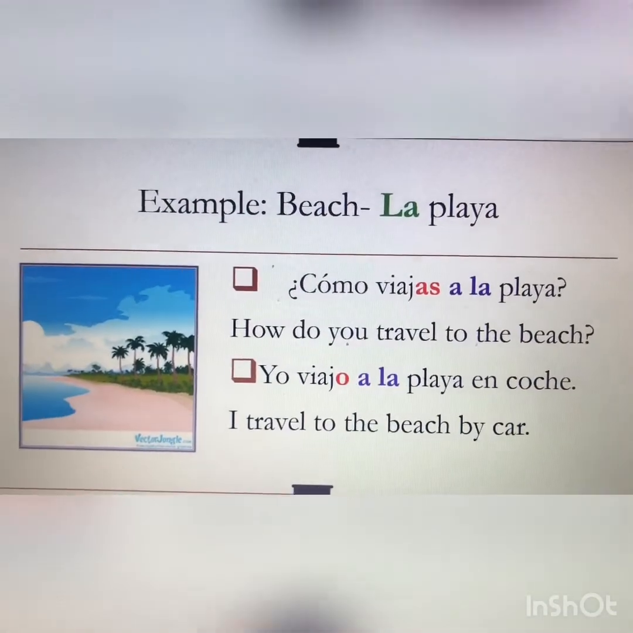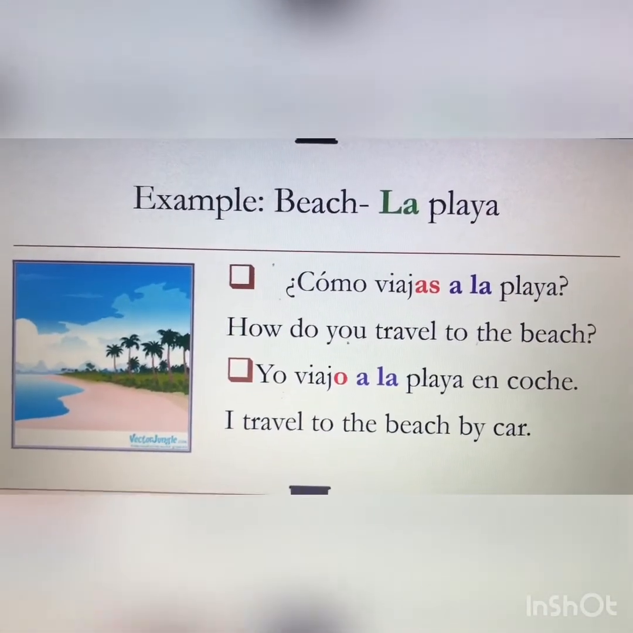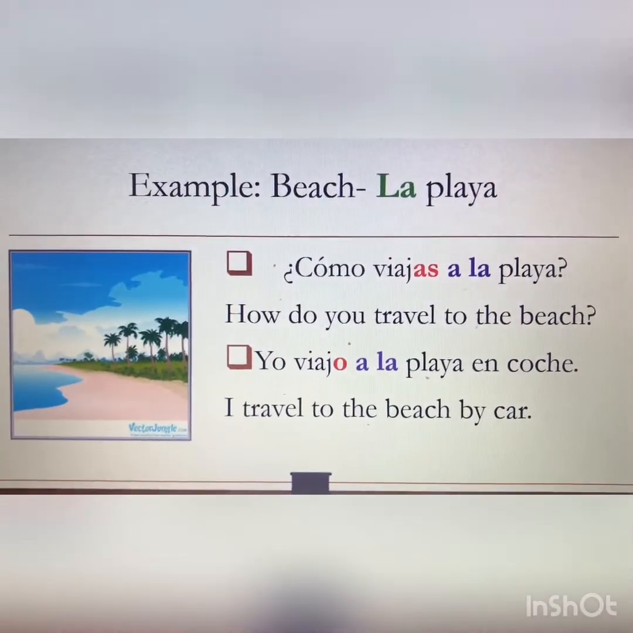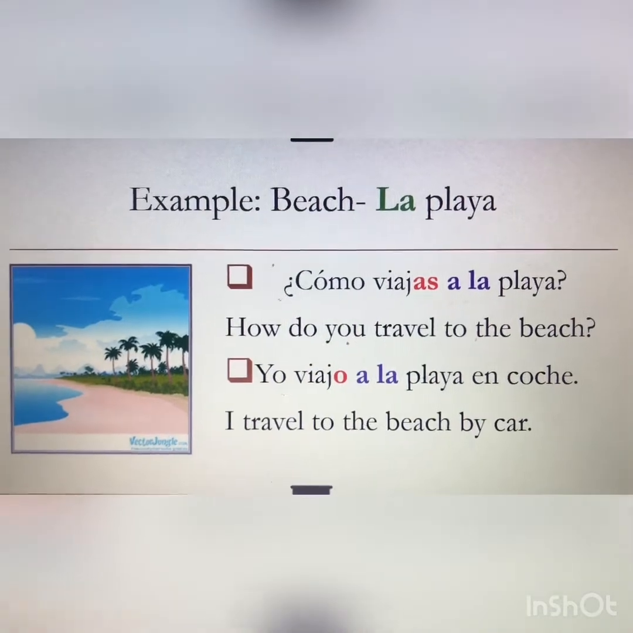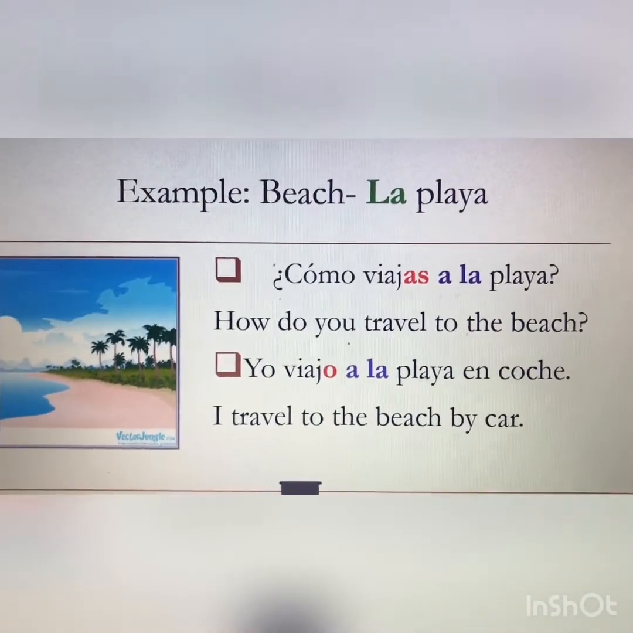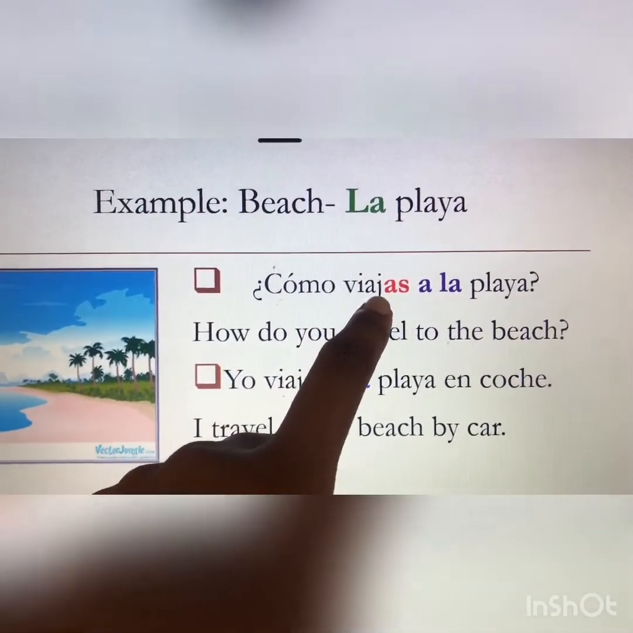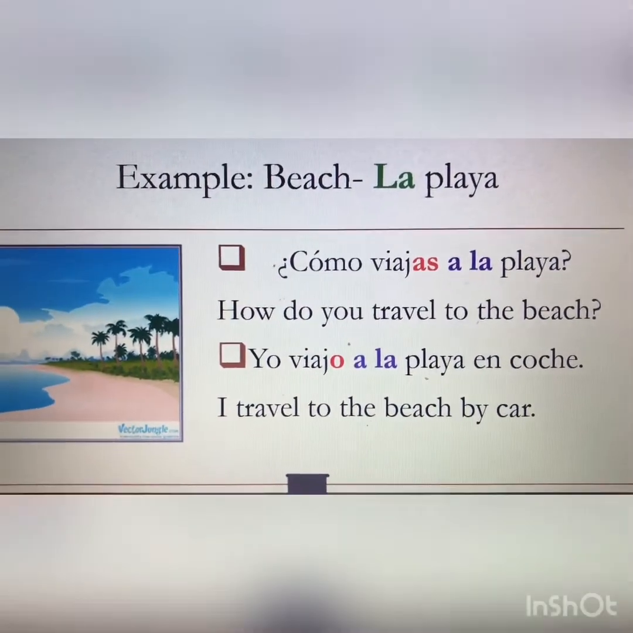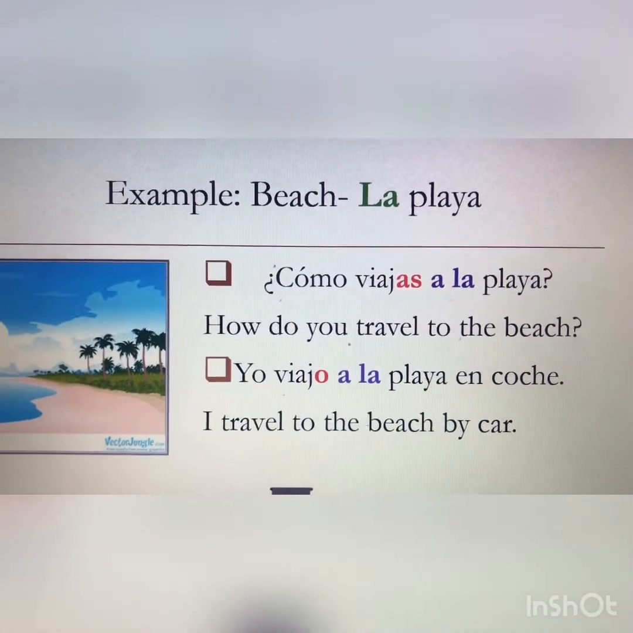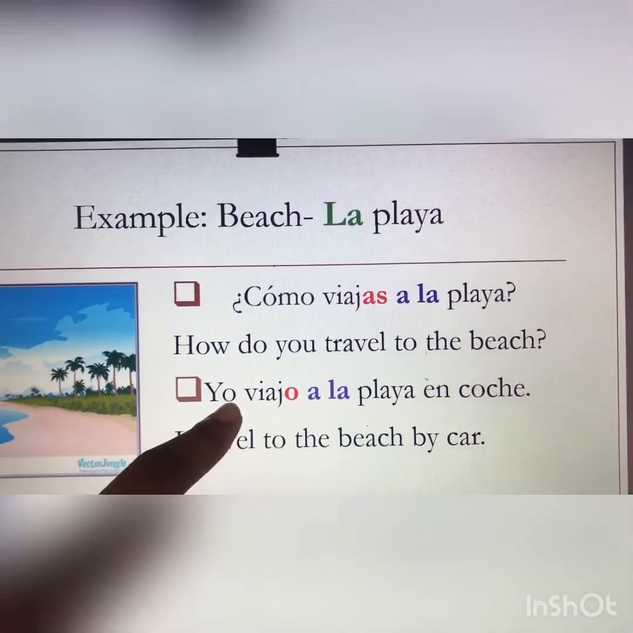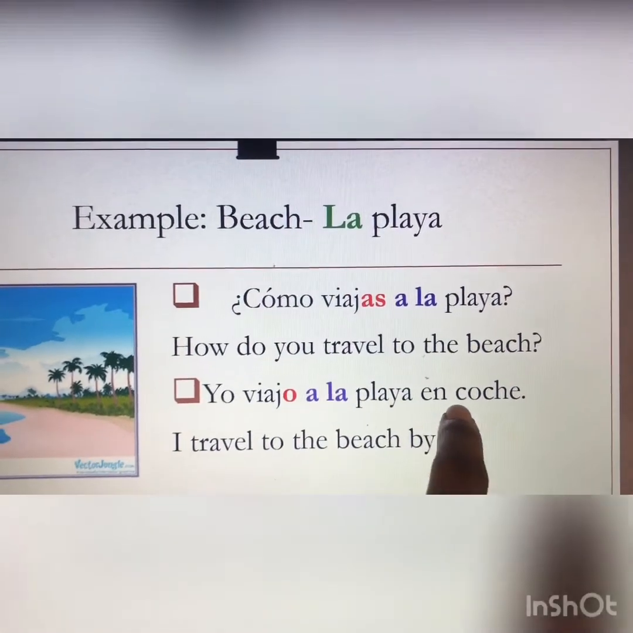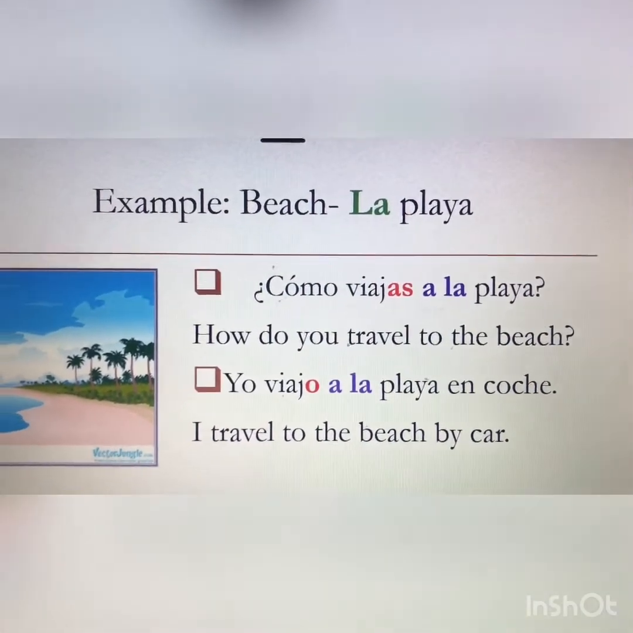Example, la playa, and that is beach. Now this is feminine because it has the article la. So we want to find out from somebody, how do you travel to the beach? We would say, ¿cómo viajas a la playa? Meaning, how do you travel to the beach? Now para responder, we would say, yo viajo a la playa en coche. I travel to the beach by car.